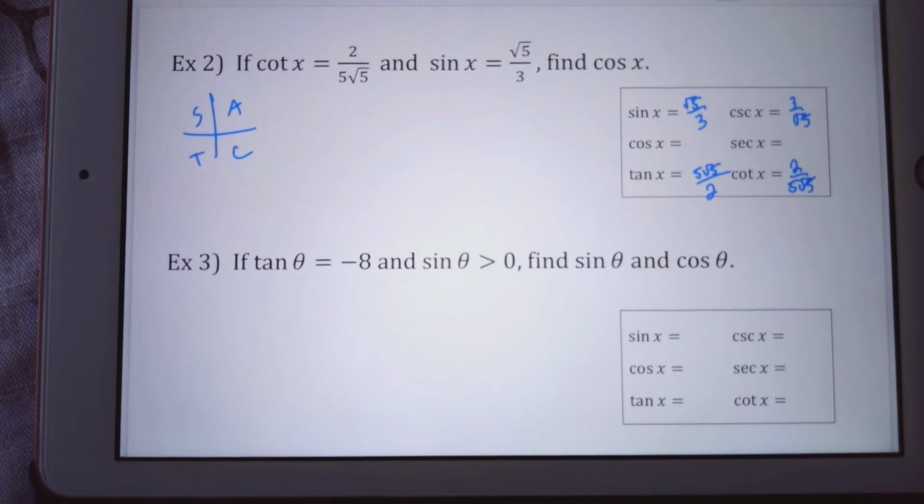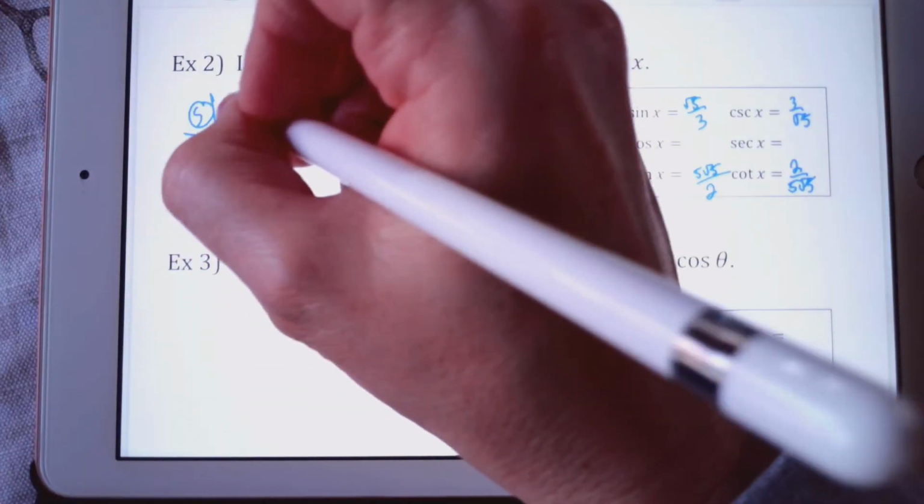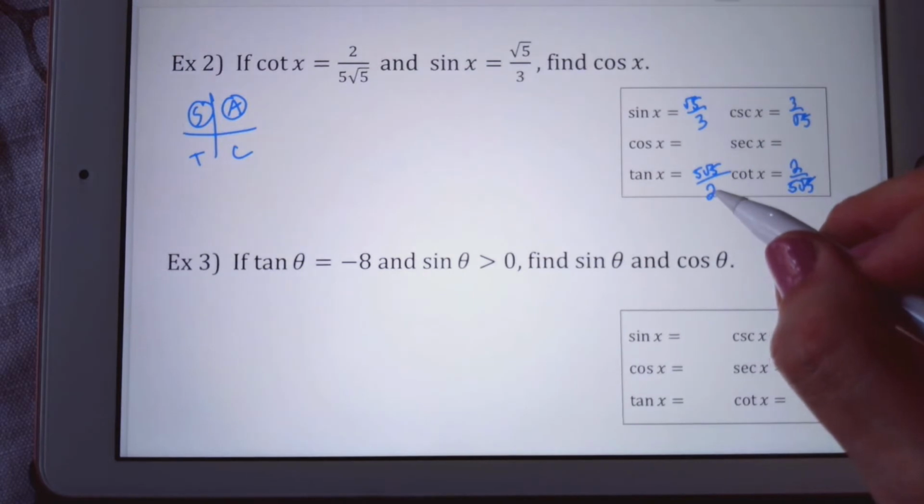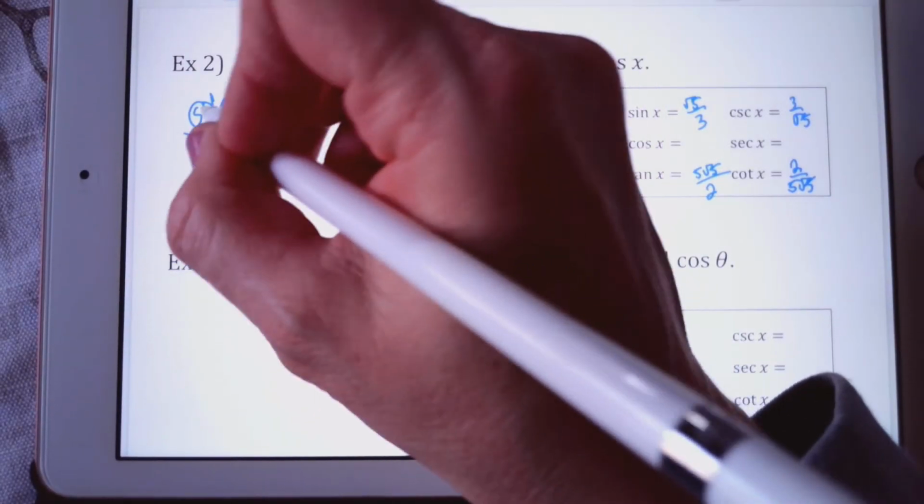So I got a couple things I could do. I could use my sine squared plus cosine squared equals 1. I could do that again and find cosine that way. Or I could know that tangent is sine over cosine. So why don't we just go ahead and do that. Let's figure out where we are. Sine is positive, so I'm here or here. And it says tangent's positive as well, so I know that I am here.